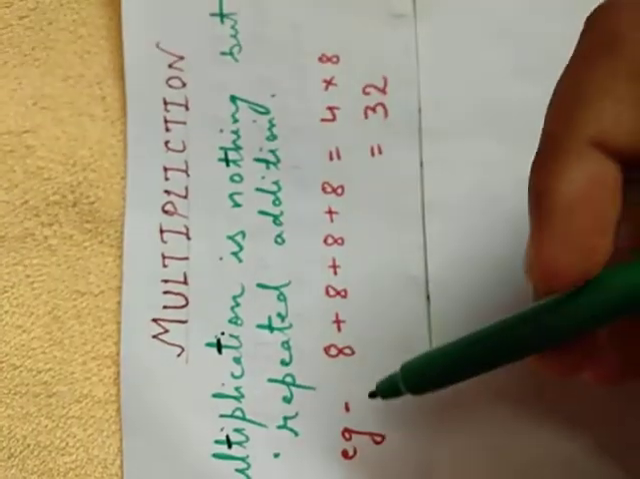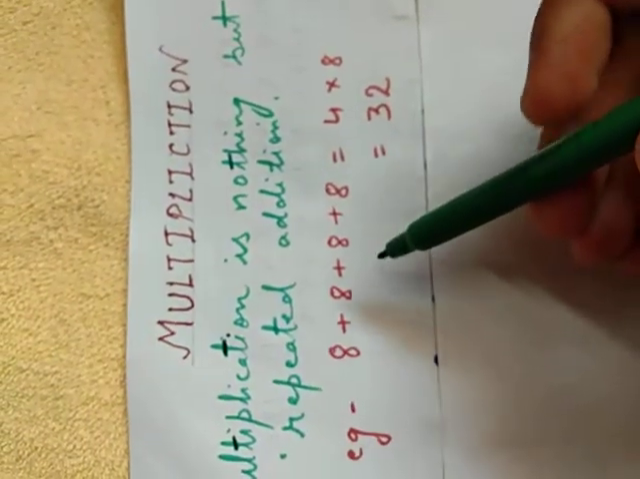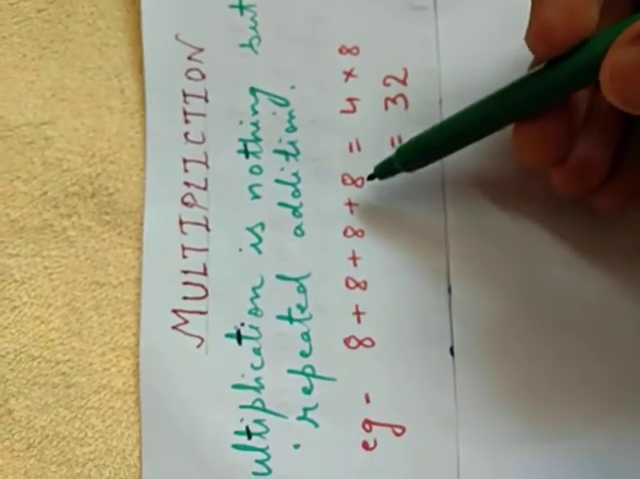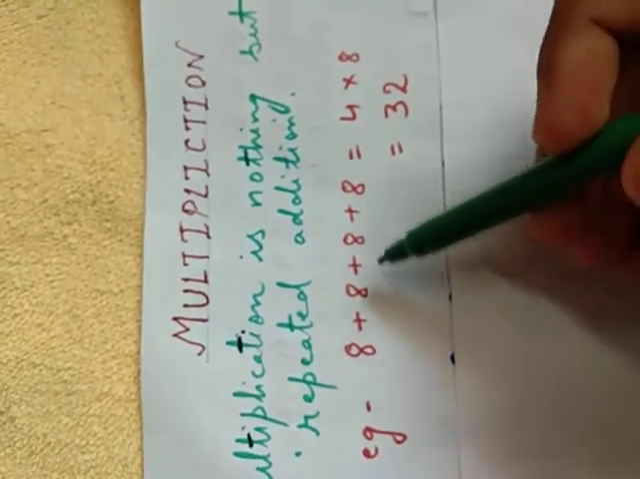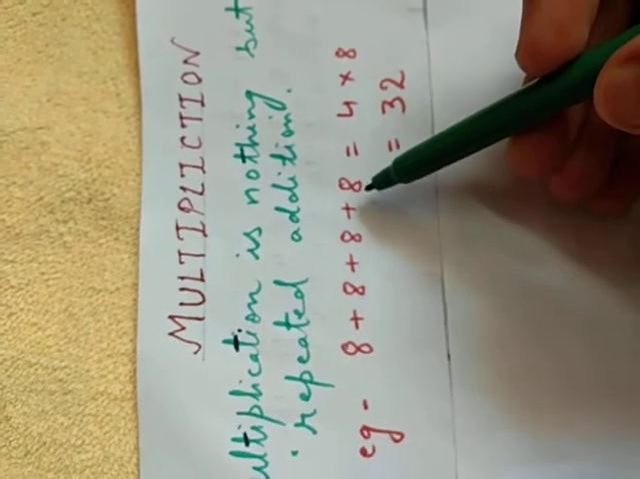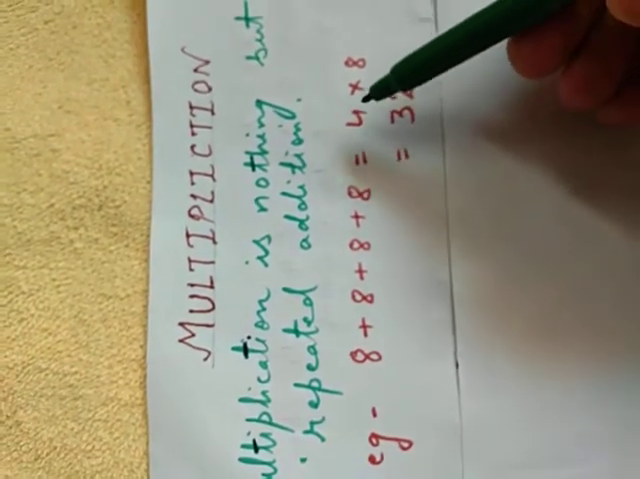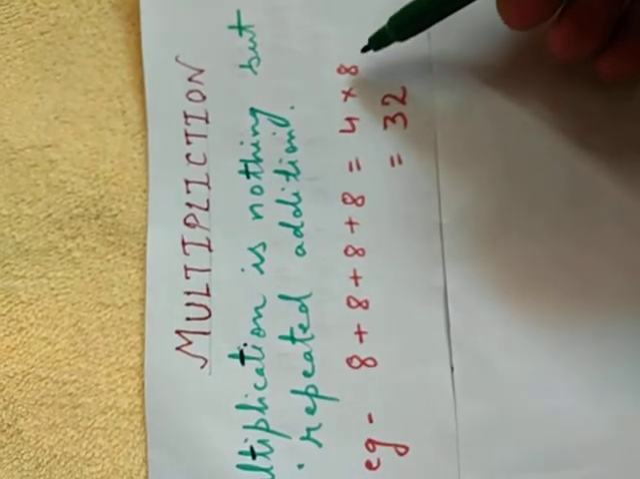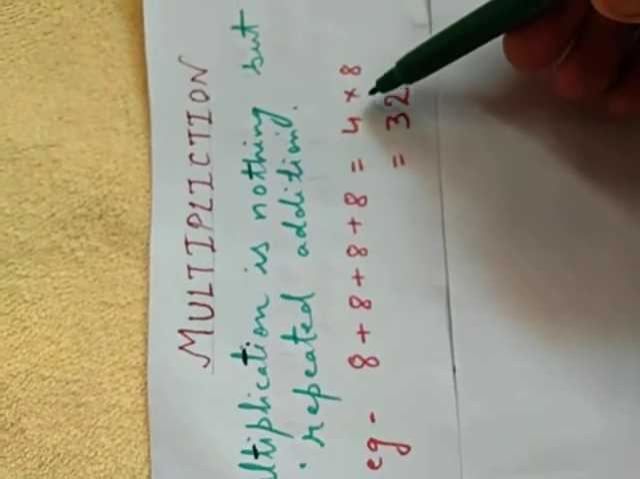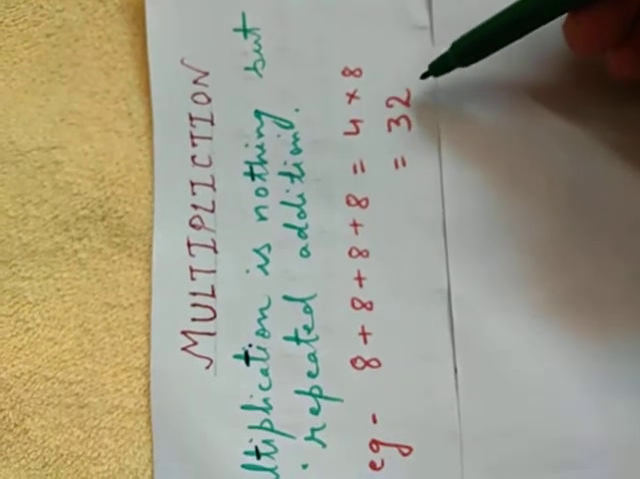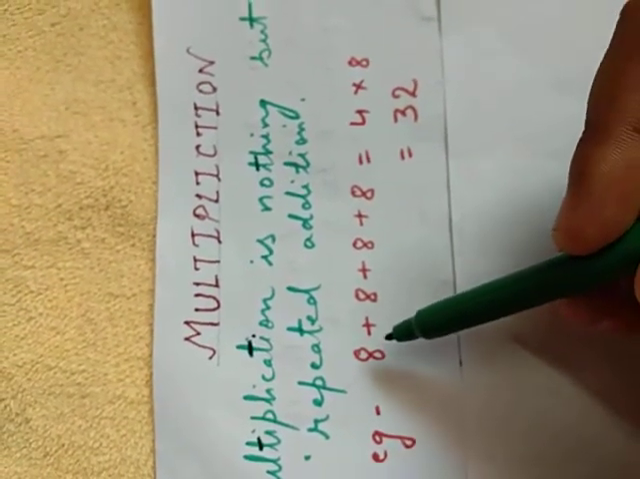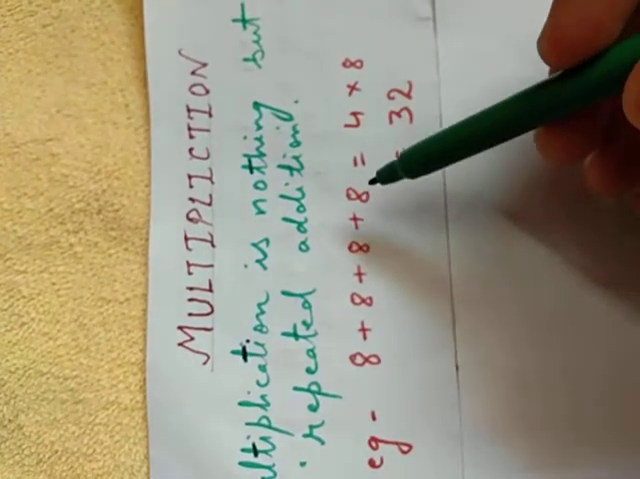Let us make it clear with one example. Suppose 8 plus 8 plus 8 plus 8. That means 8 is added 4 times. So we can write it as 4 times 8. That is 4 multiplied by 8. We will get 32.